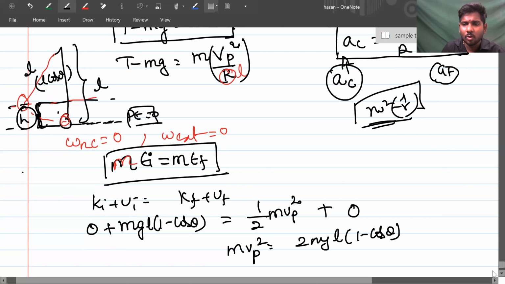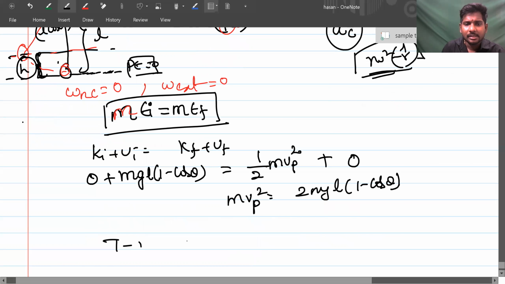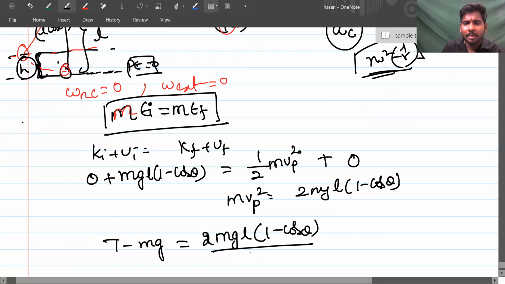T minus mg is equal to mVp squared by L. I'll substitute 2mgL into 1 minus cos theta, which I got from the energy equation, for mVp squared. The L gets cancelled. That will be T equal to mg plus 2mg into 1 minus cos theta. Got it?